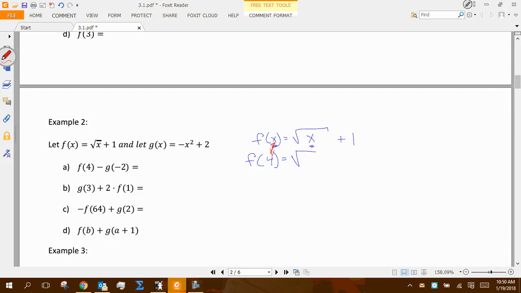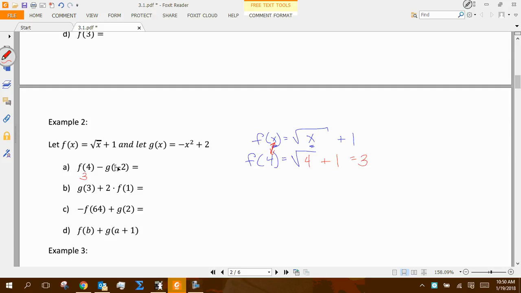These two things mean the same thing. The x has become a 4. So over here, the x needs to become a 4, and then I've got my plus 1. Now I evaluate that. Square root of 4 is 2, plus 1 is 3. So f of 4 is 3.